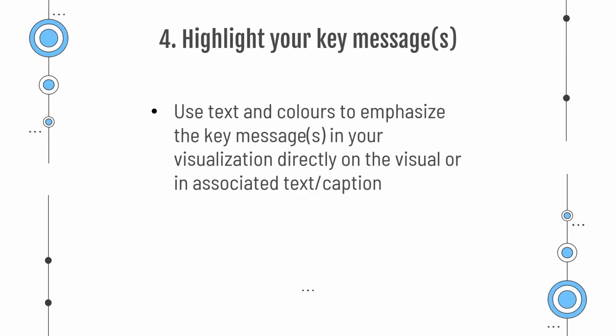After integrating the effective visual principles and removing any chart junk in your visual, what I recommend is often highlighting your key message or messages when appropriate directly on the visual. So this can involve using text and or colors to emphasize the key message in the visual you created, either directly on the visual, or if perhaps this is a figure for a journal article, highlighting the key message in the associated text and caption.